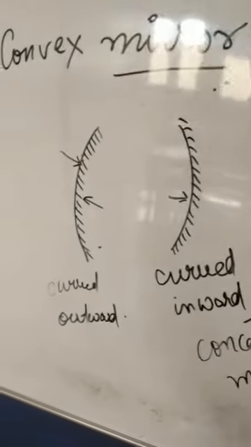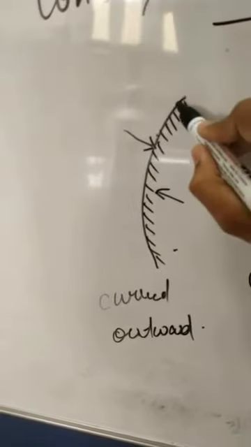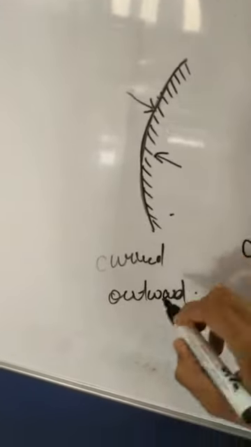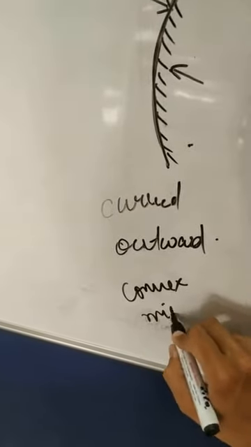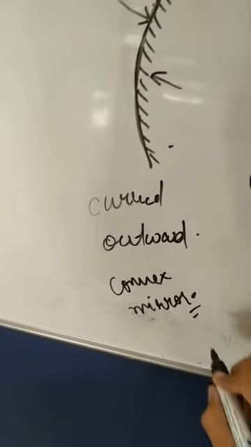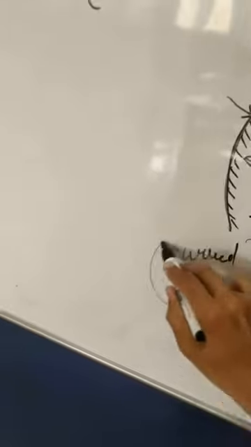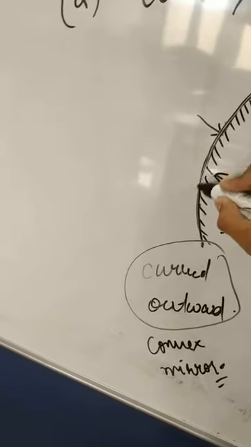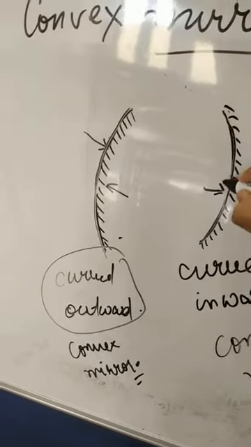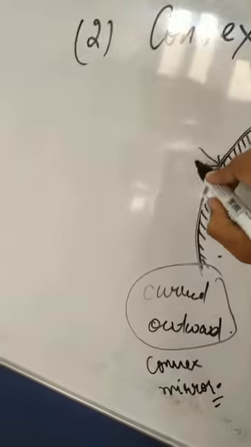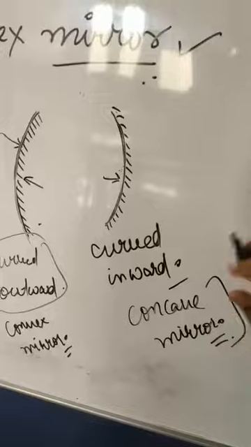And the spherical mirror whose reflecting surface is curved outward, this is curved outward, is known as a convex mirror. This is curved outward, and this is curved inward. The reflecting surface is curved outward in a convex mirror and curved inward in a concave mirror.